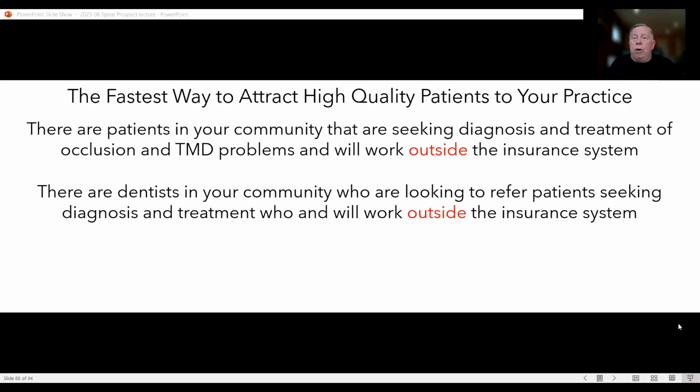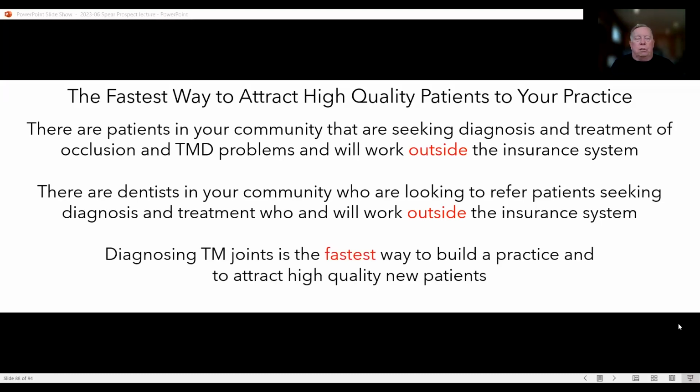I will tell you, really, we did no marketing, and we have more new patients than we could see, and it's been like that for the last 30 years. Even when the market went down during the recession and when the market was bad, our numbers didn't go down because, quite frankly, we had an unending supply of new patients. This is the fastest way to build a practice and attract high-quality new patients because no one wants to do it. Everyone wants to do Airway. Everyone wants to do aesthetics. Everyone wants to do implants. No one wants to do occlusion and joints.